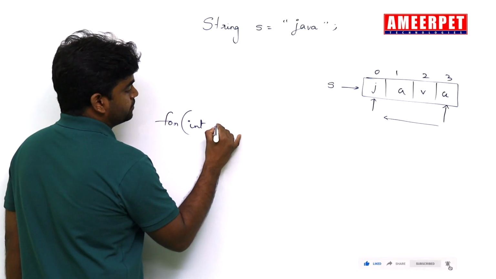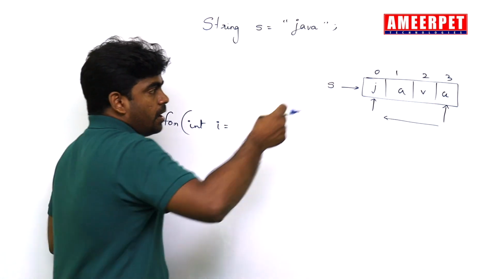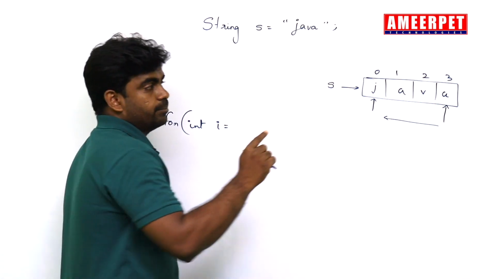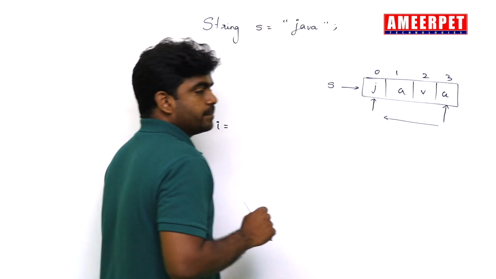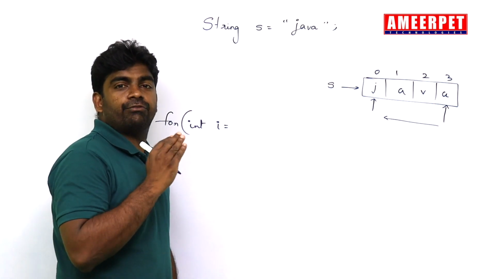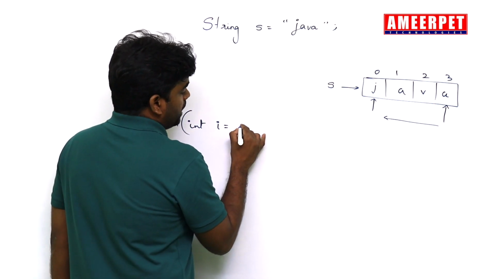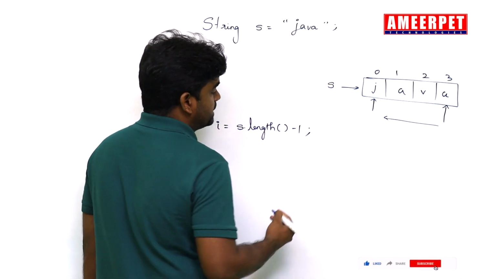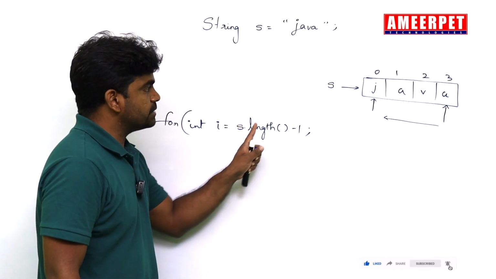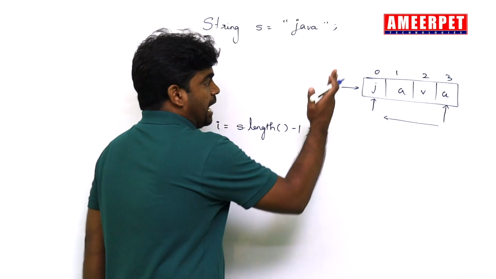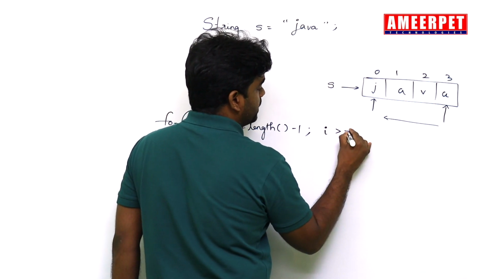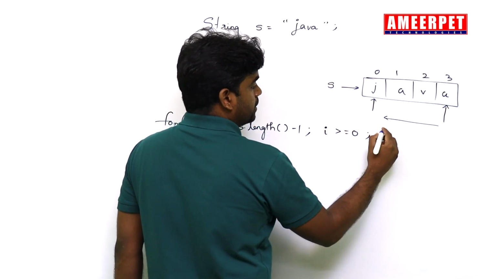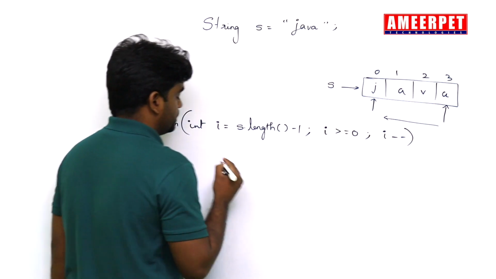for (int i = ...; how to start from the last location? The total length is 4 because 4 characters are present. So the length minus 1 is 4 minus 1. Here s.length() will give 4, minus 1, so I value starts with 3. Next, up to 0, so that is i >= 0, because it is decreasing order, so we should stop there. So i >= 0, i--.